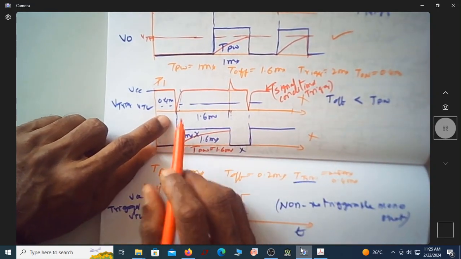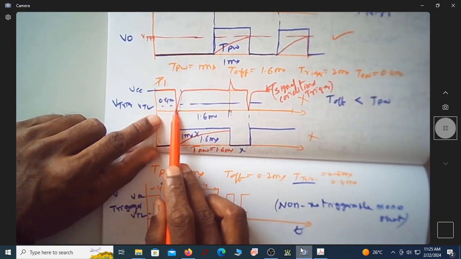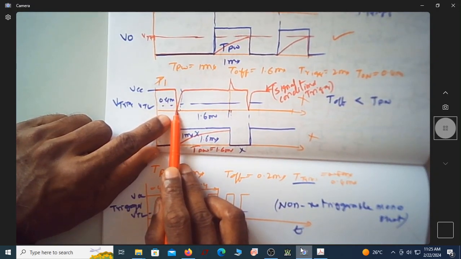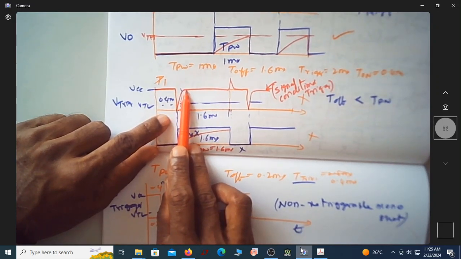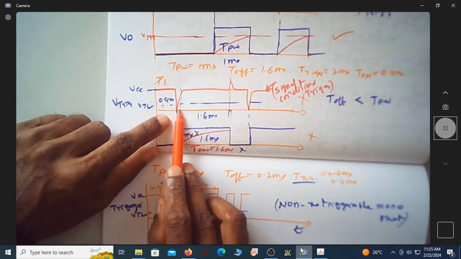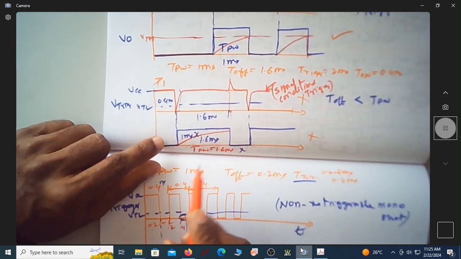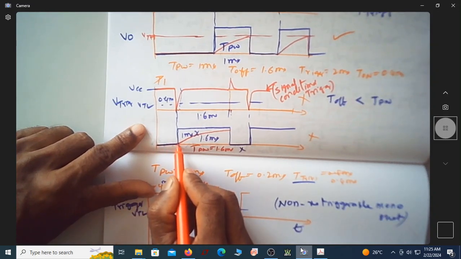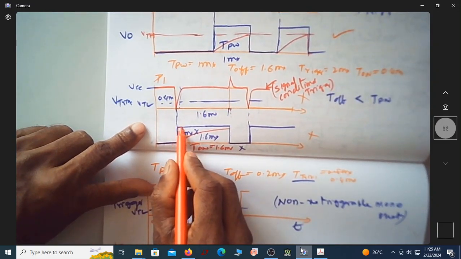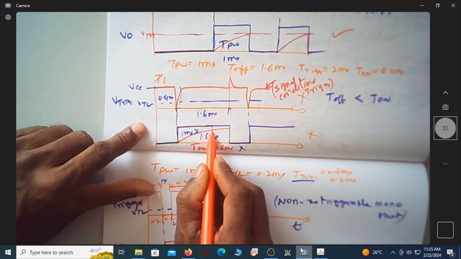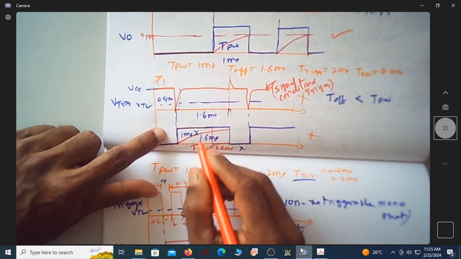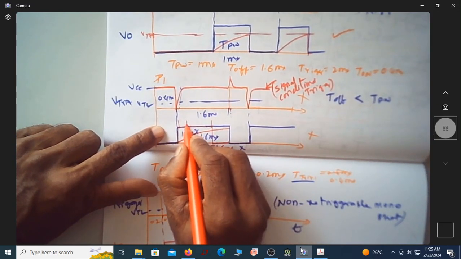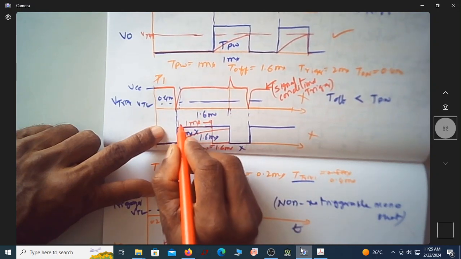Now see here, has the trigger signal gone less than VTL? It has gone less than VTL. Can you see it is immediately going to VCC? So it is not staying down for a longer time. In such a case, your output will be 0 initially, it will go to the high state, and it will come back to the stable state after 1 millisecond. Can you see this is happening exactly for 1 millisecond?